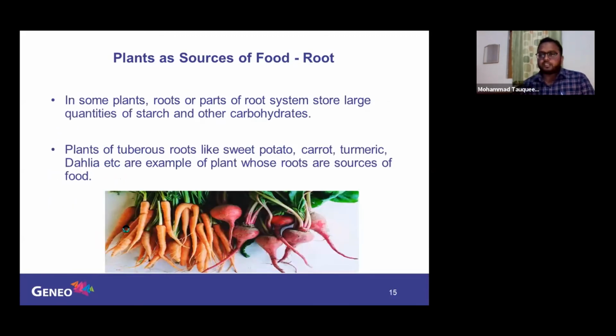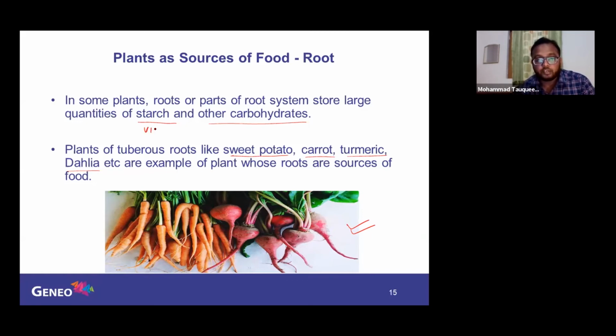Plants as a source of food. Let's go with root. In some plants, roots or parts of the root system store large quantities of starch and other carbohydrates, like sweet potato, carrot, turmeric, and dahlia are examples of plants whose roots are sources of food. See the picture. So in these plants, we used to consume what part of the plant? Root, because in the root food is present in the form of starch.